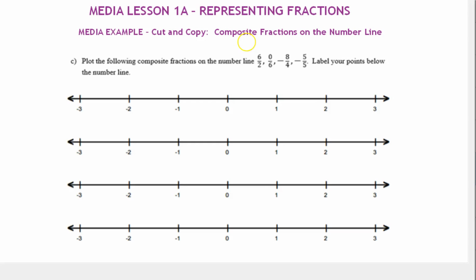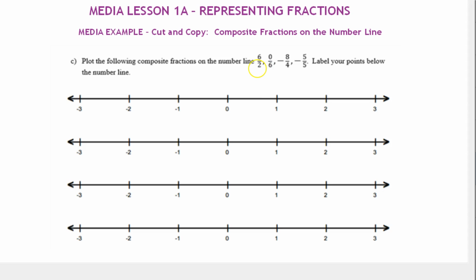This is our last video with composite fractions on the number line. We're going to look at some more representations next. But you may be wondering why we're doing any more. We've already done a bunch, but these are some special ones. Okay, we're going to see why they're special in just a second.